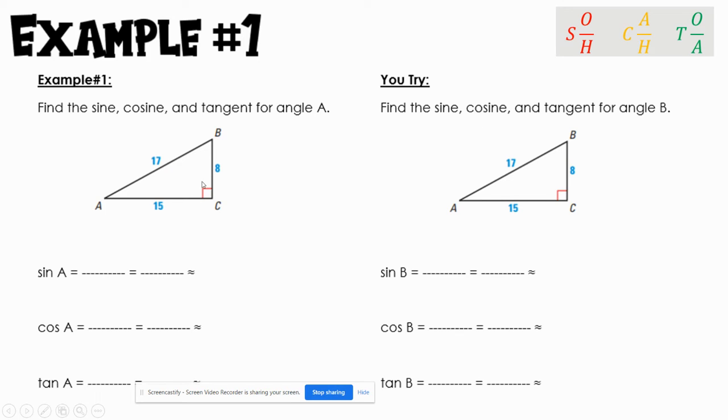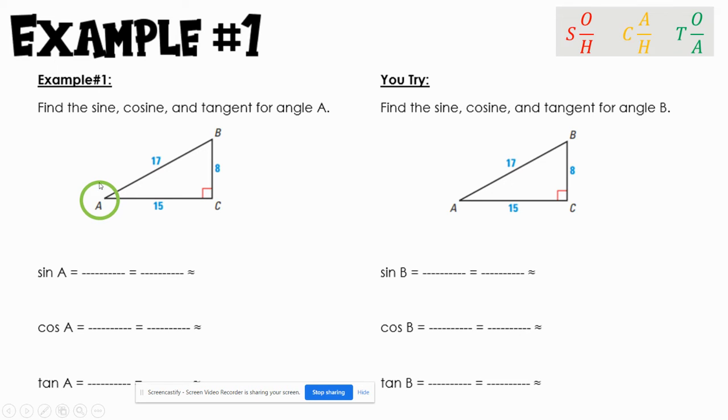Example number 1, find the sine, cosine, and tangent for angle A. Now it's really important that you know what angle in the triangle you're working off of. So angle A, this is my angle. The first thing that I want to do is label the hypotenuse, label the side that's opposite angle A, and label the side length that is adjacent to angle A.